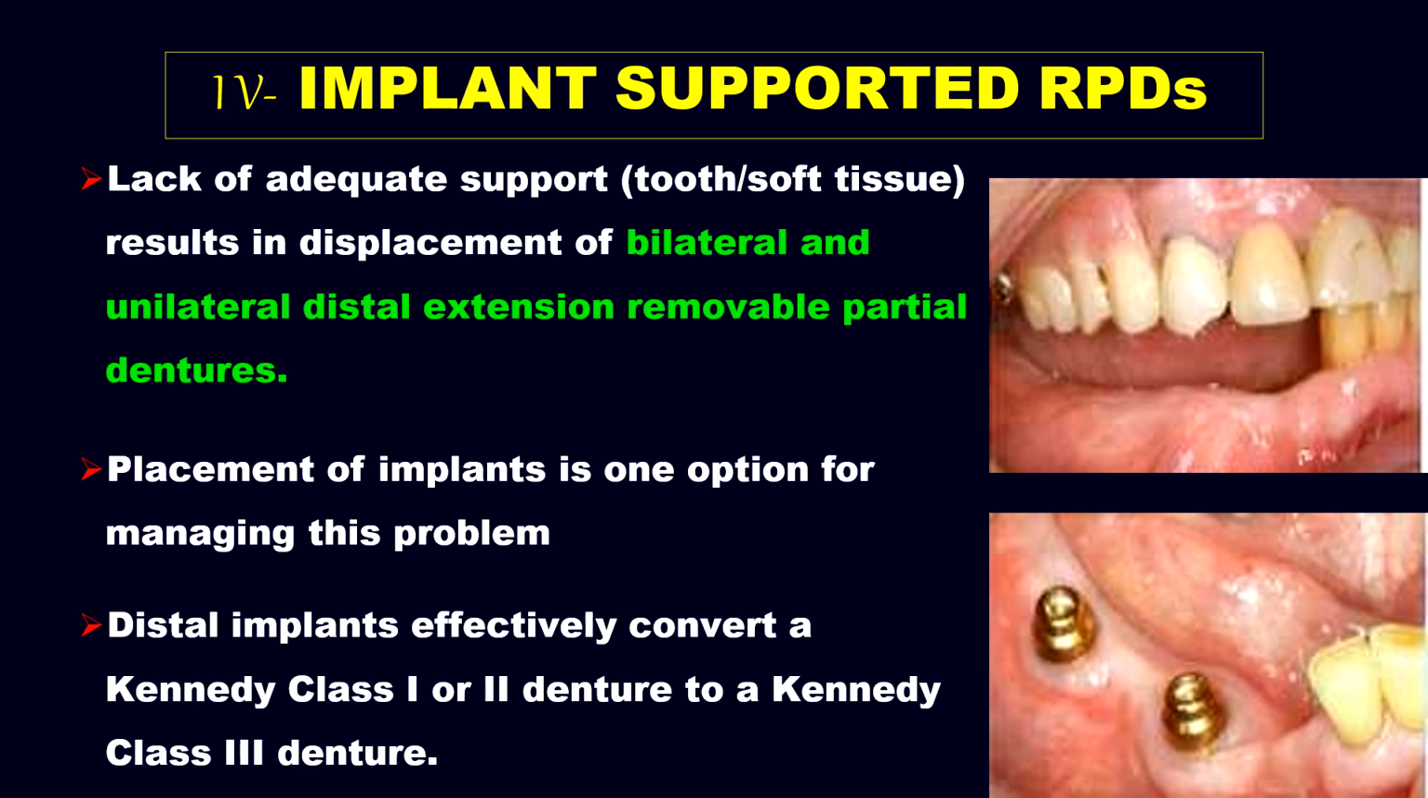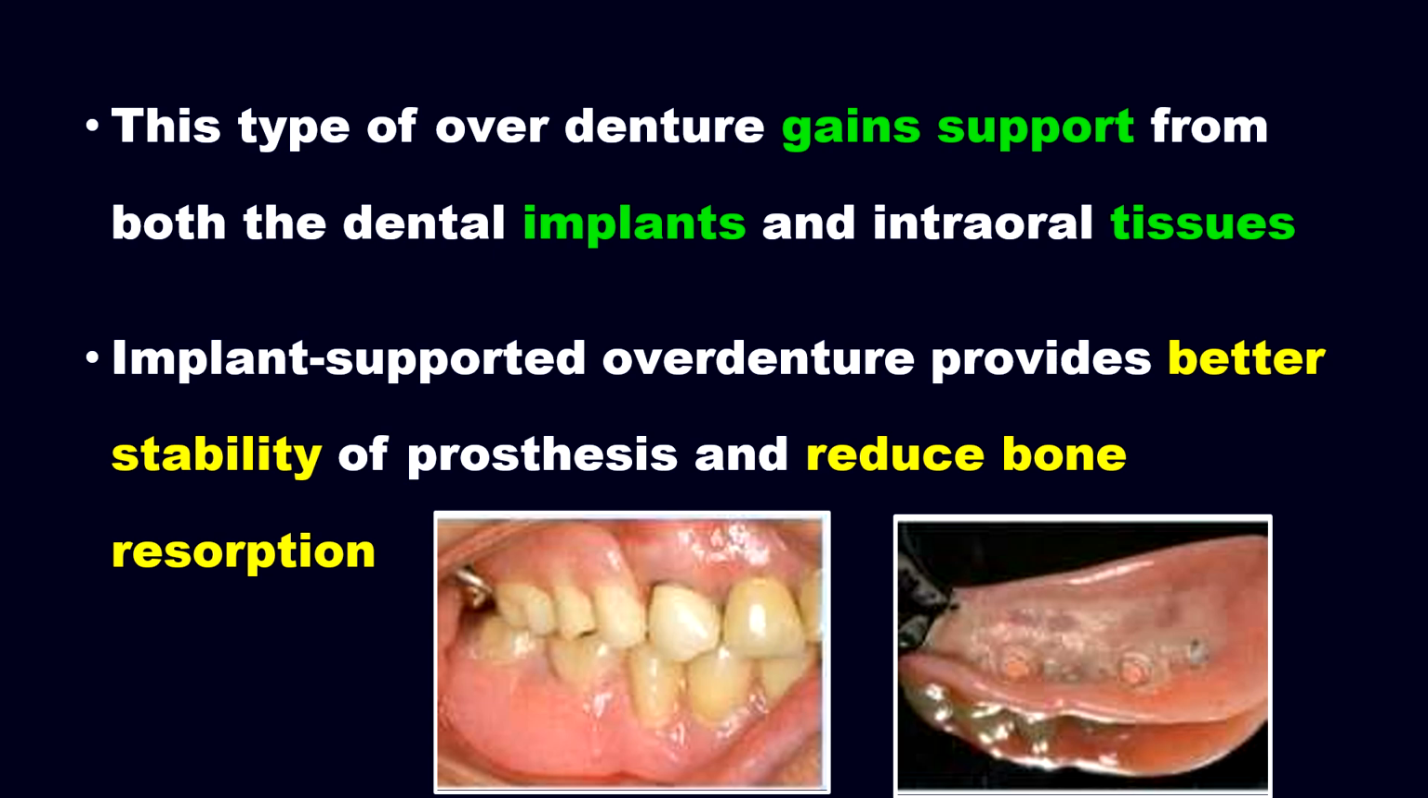When there is a lack of adequate support of soft tissue, that will result in displacement of bilateral and unilateral distal extension areas. Placement of implants is one of the options for managing this problem. Dental implants effectively convert the Kennedy's class 1 or 2 denture to a Kennedy's class 3. This type of overdenture gains support from both the dental implants and the underlying tissues. Implants supporting the overdenture provide better stability of the prosthesis and reduce bone resorption.